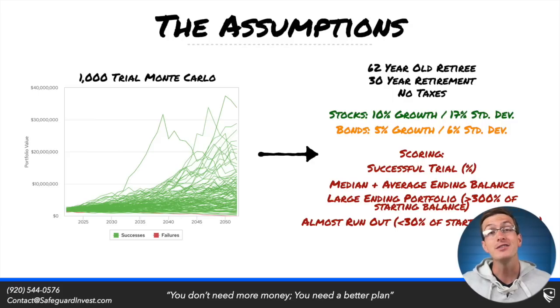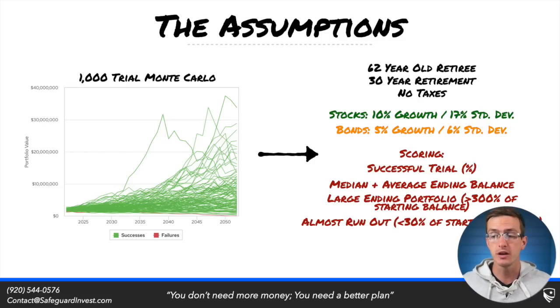In order to break these strategies down further, here's how we're going to run the study in today's video. We're going to use a 62-year-old retiree. In most of these examples, we're going to look at a 30-year retirement, and we'll run a 1,000-trial Monte Carlo. Now, a Monte Carlo is a statistical process where we randomize investment returns in order to create alternative universes and find statistical significance within our results.